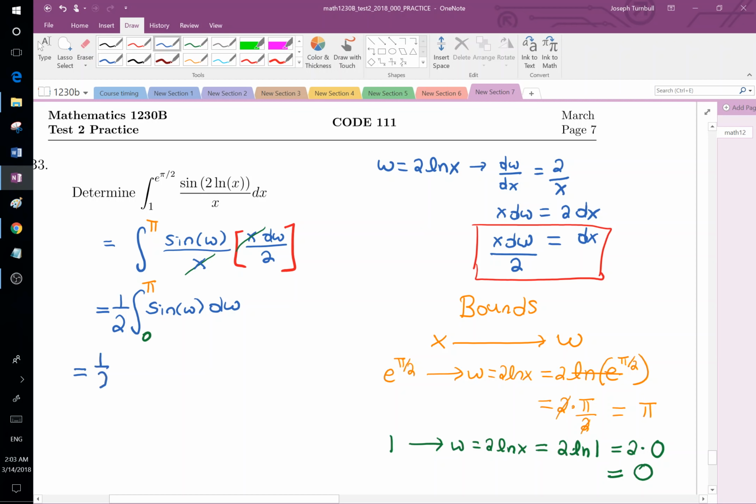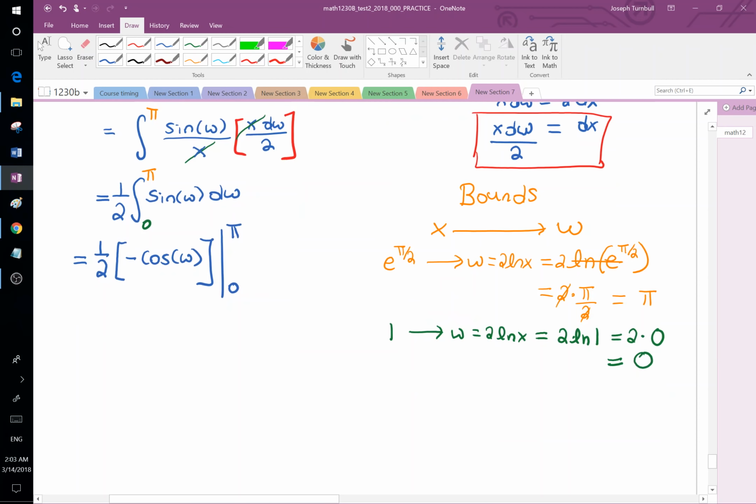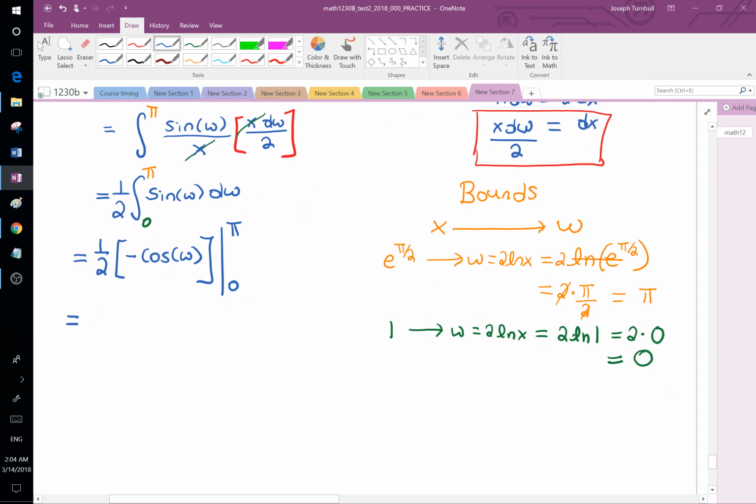We get a 1/2 in front. Antiderivative of sine of w is negative cosine of w. The derivative of cos is negative sine. I don't want the negative in front, so I need the negative in front of the function to cancel the negative that would come out if I take its derivative. Evaluated rather, from 0 to pi. Okay. Now I'll plug in the bounds.